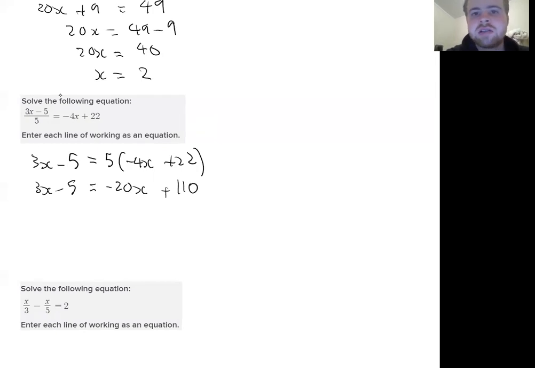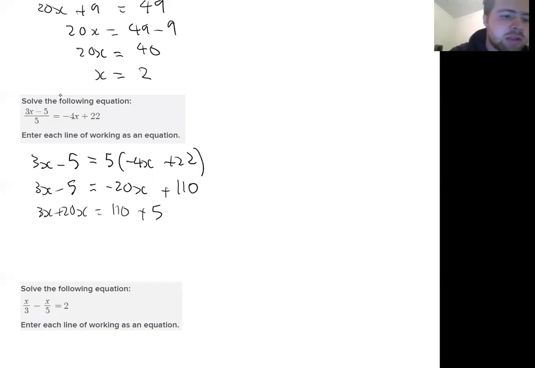Now we're going to get the x's on the same side and everything else on the other side. We're going to plus 20x to both sides. We get 3x plus 20x. And we get 110, and we're going to plus 5 to both sides. Plus 5. So we've moved the x over to the left, the minus 5 over to the right, and they become the opposite sign when we did that.